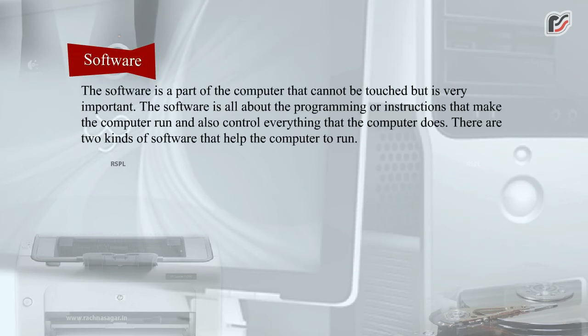Software. The software is a part of the computer that cannot be touched but is very important. Software is also about the programming or instructions that make the computer run and also control everything that the computer does. There are two kinds of software that help the computer to run.